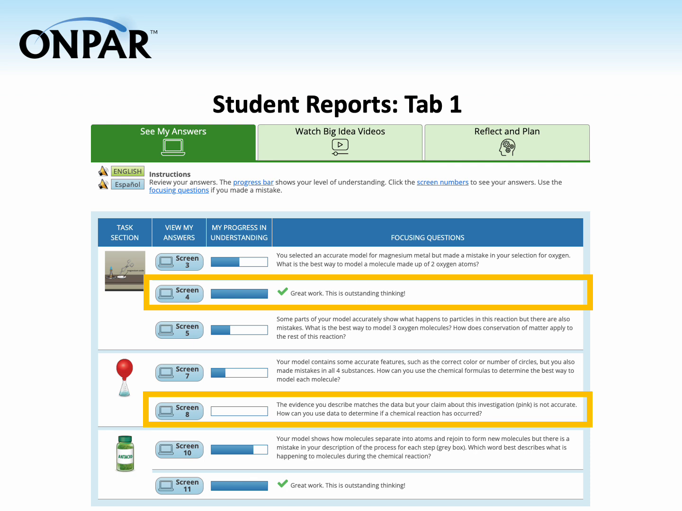So a student could click that screen 8 icon and review their answer for the screen, and then they can read the focus question. It tells them that the evidence they describe matches the data, but their claim about the investigation isn't accurate. How can you use data to determine if a chemical reaction has occurred? Our goal in writing these focus questions is to help build some student agency and ownership over their own learning.